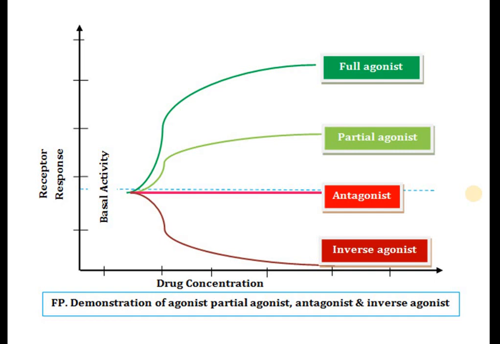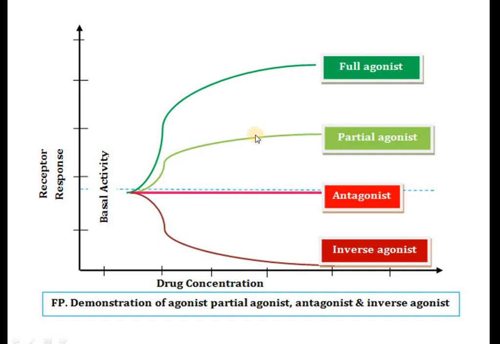Demonstration of agonist, partial agonist, antagonist and inverse agonist. So in this case, here is a y-axis. On the y-axis there is a percentage response, receptor response, and on the x-axis there is the drug concentration. Is that clear? Now this is a basal activity. This blue dotted line, known as basal activity, means zero activity.